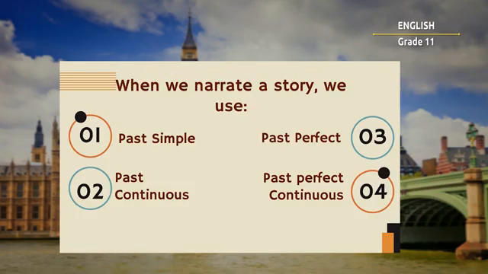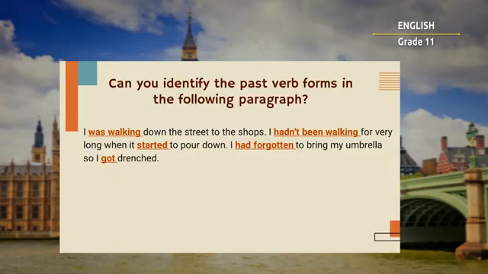When we narrate, we use the past simple tense, the past continuous tense, the past perfect, and the past perfect continuous tense. We use these tenses to describe events that happened in the past and for telling stories. Now let's see the following paragraph and think to yourself whether you can identify the verb forms in the paragraph. I was walking down the street to the shops. I hadn't been walking for very long when it started to pour down. I had forgotten to bring my umbrella, so I got drenched.